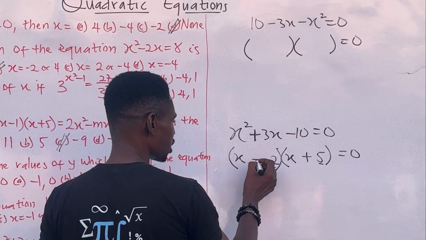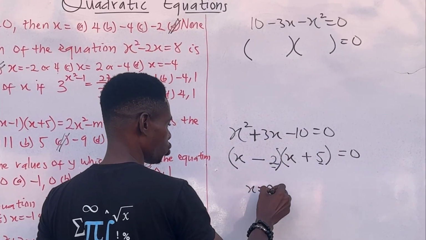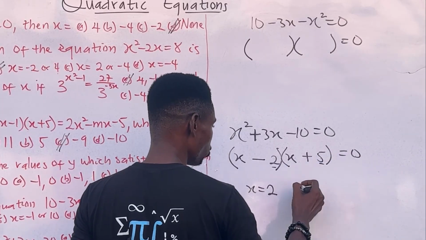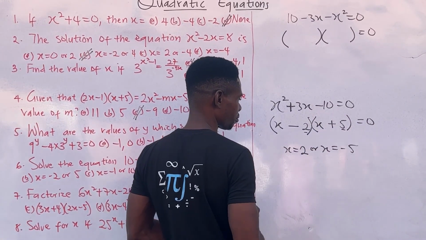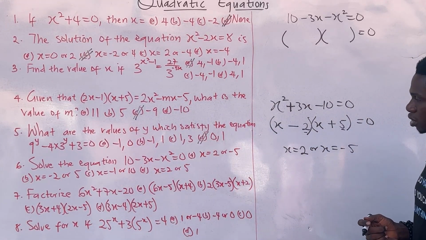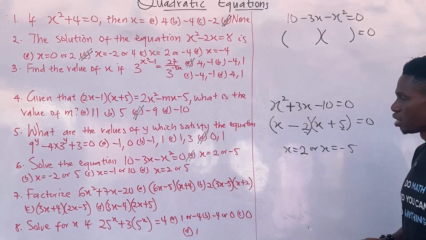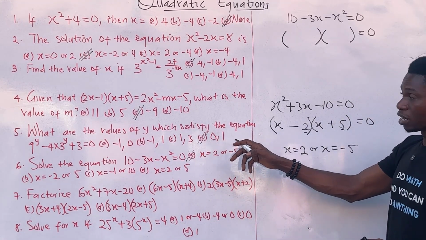And from here, because x minus 2 equal to 0, x will be equal to 2. And from here, x plus 5 equal to 0, x will be equal to minus 5. Our correct answer will be option A. Option A. That's x equals 2 or x equals minus 5.